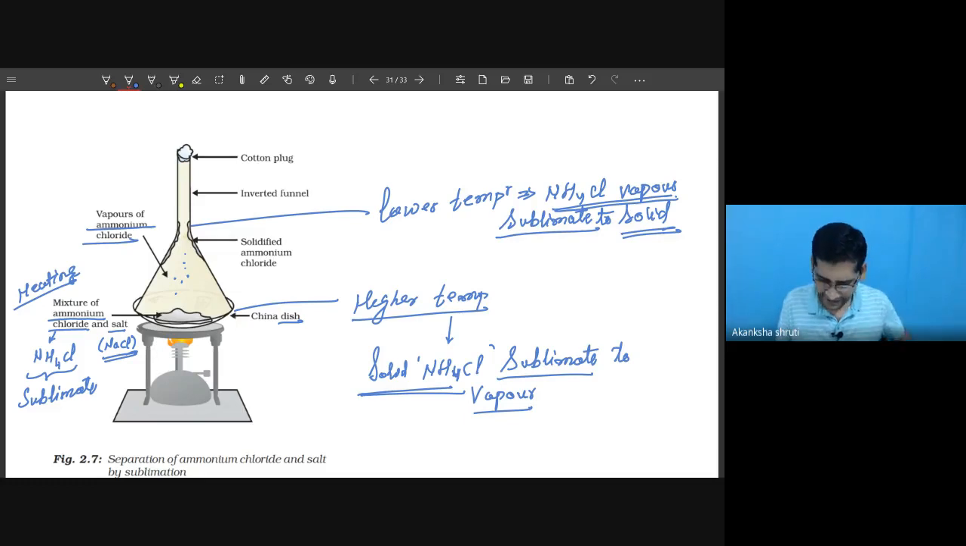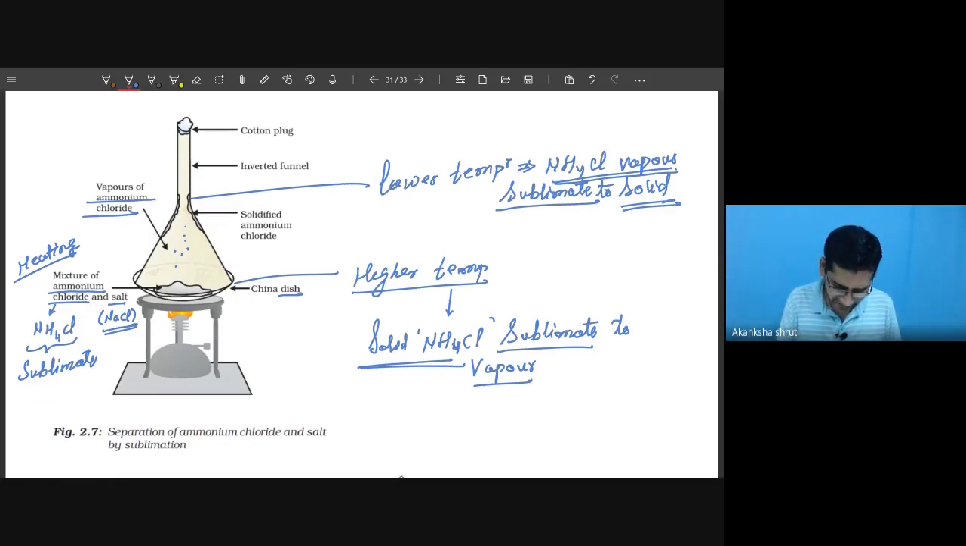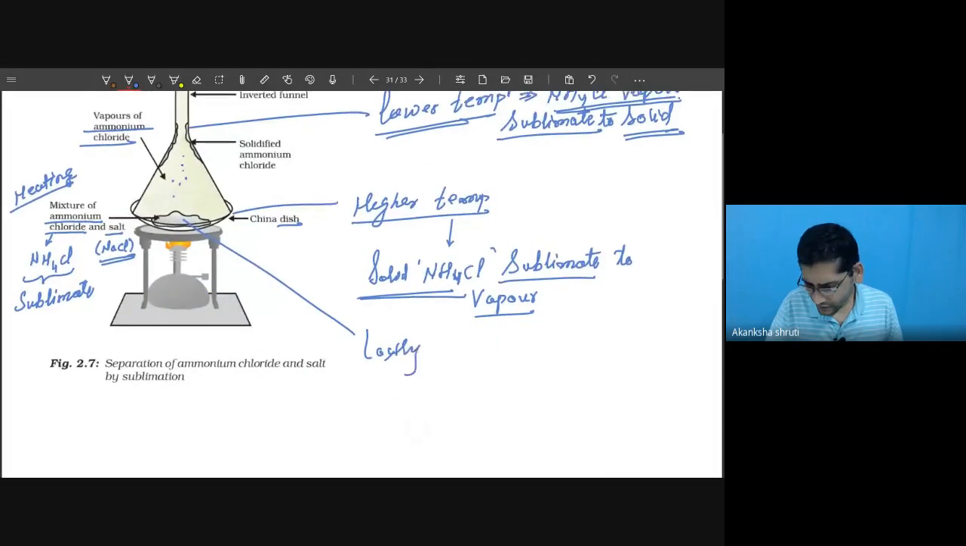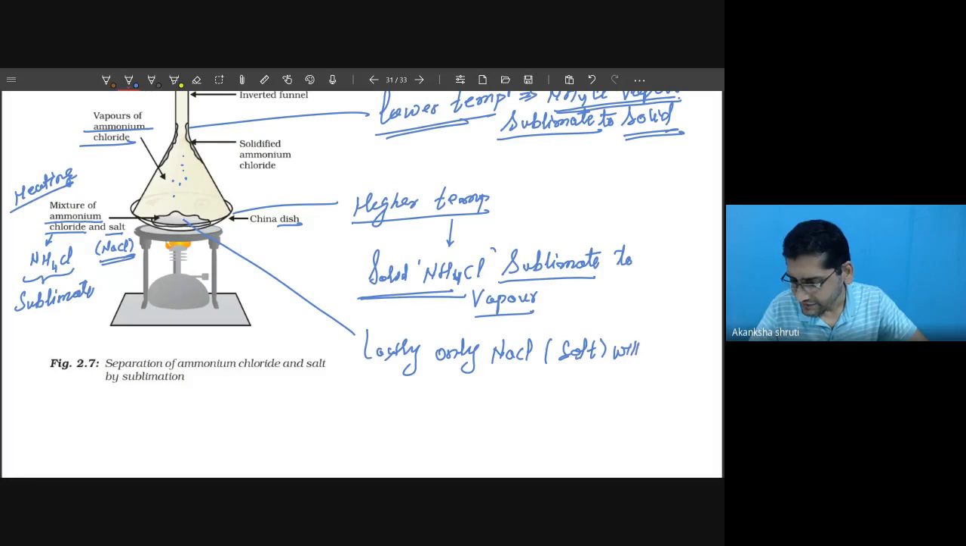This way, what will happen? Lastly, in this mixture only sodium chloride salt will be left, and in this region of lower temperature all the ammonium chloride will get deposited. Good. The salt will be left.